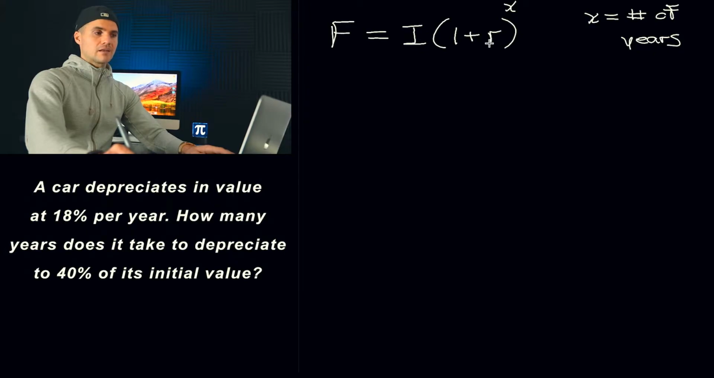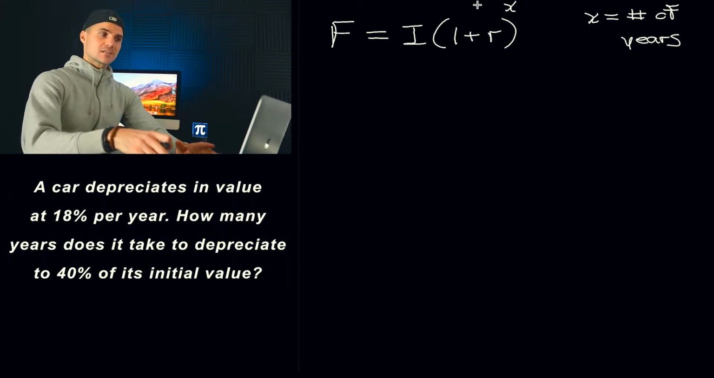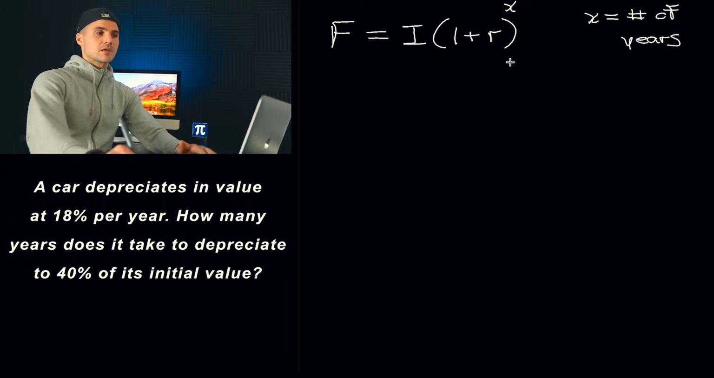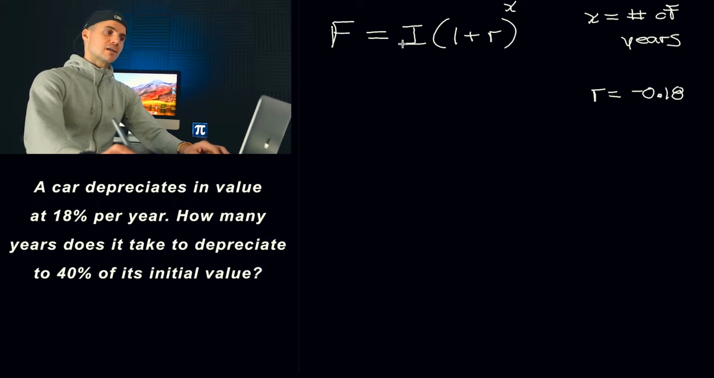Now remember that if this is a growth question, r is gonna be positive. If it's a decaying question like this one is, because it's saying the car depreciates 18% per year, this r is going to be negative. So we know that in this case, r is going to be negative 0.18, right? You always take the percentages and convert it to decimals. This r always has to be the decimal value. Okay, but notice we're not given the initial dollar amount.